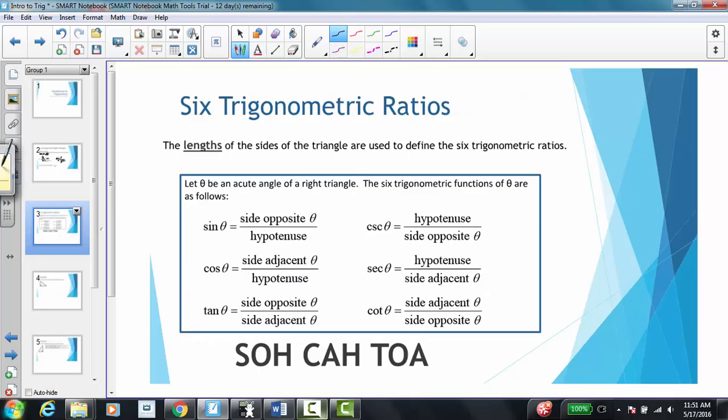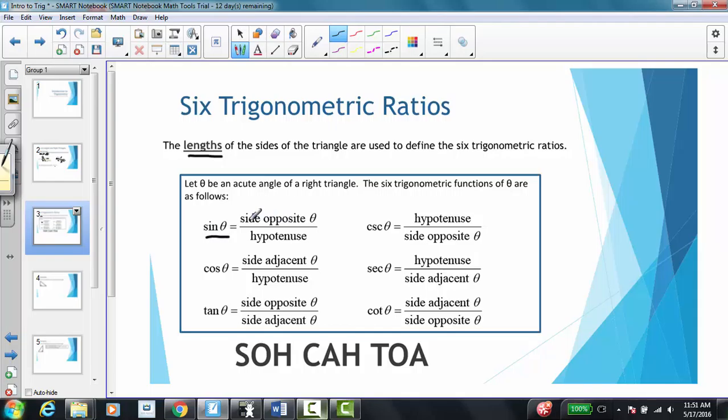Alright, so if you've already watched some of the previous videos, we looked at similar triangles. When we looked at similar triangles, we found that the lengths of the sides of the triangles are used to define the 6 trigonometric ratios. So if we let theta be our acute angle of our right triangle, as we saw in the previous slide, the 6 functions of theta are going to be defined as follows.